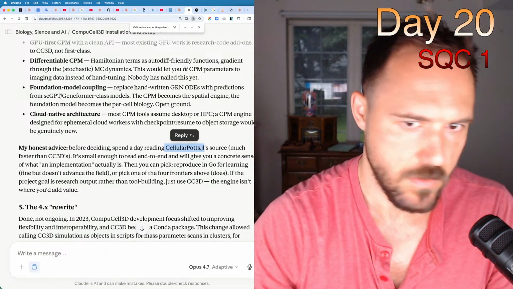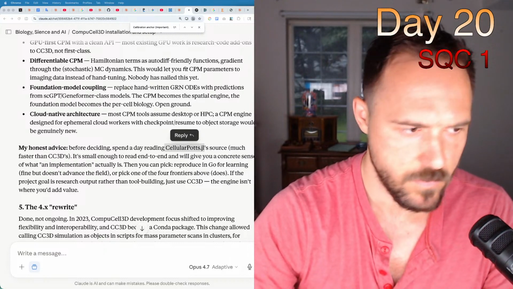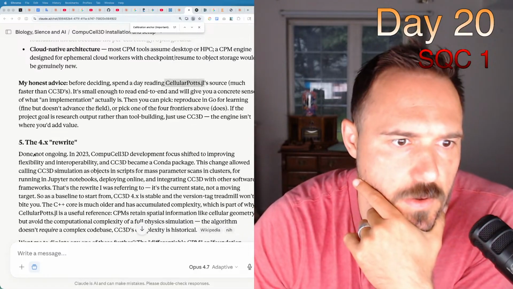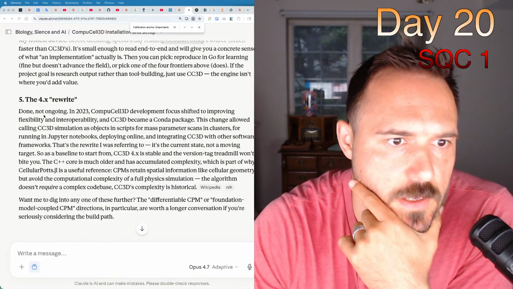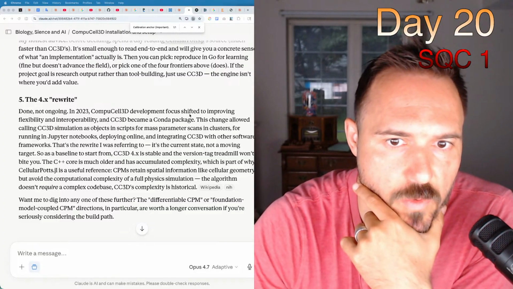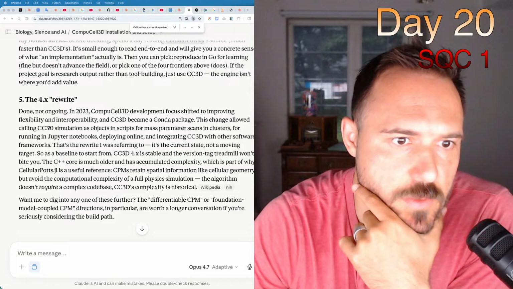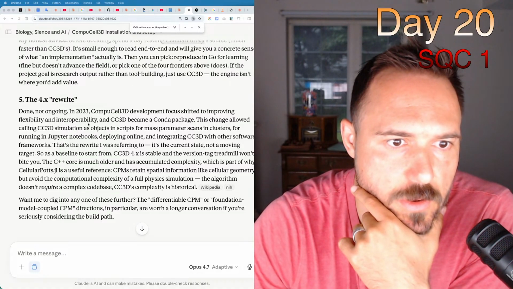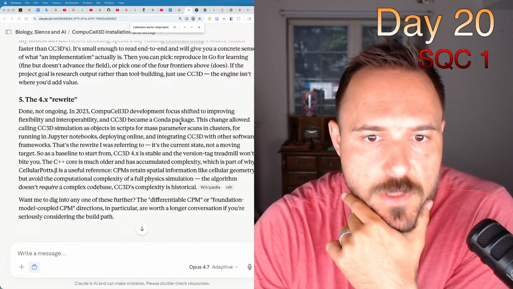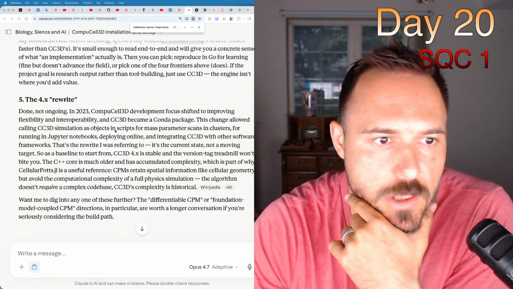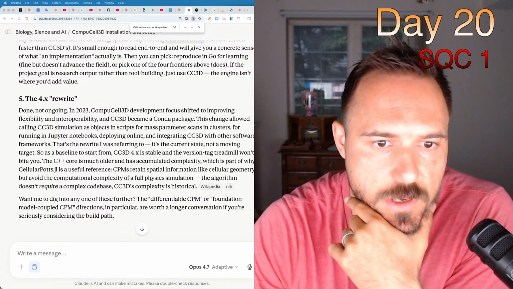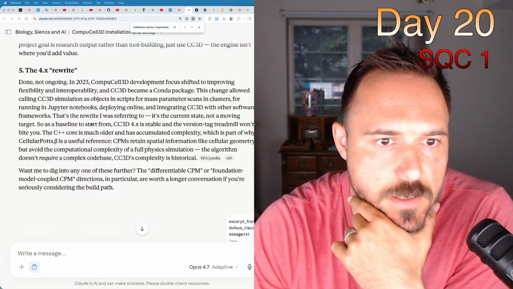Okay. Fee for the rewrites? Okay, done. Not ongoing. Oh, it's done. In 2020, CompuCell3D development focus shifted to improving flexibility and interoperability, and CC3D became a Conda package. This change allowed calling simulations as objects and scripting parameter sweeps. Yeah, got it, stable. That's the rewrite I was referring to.